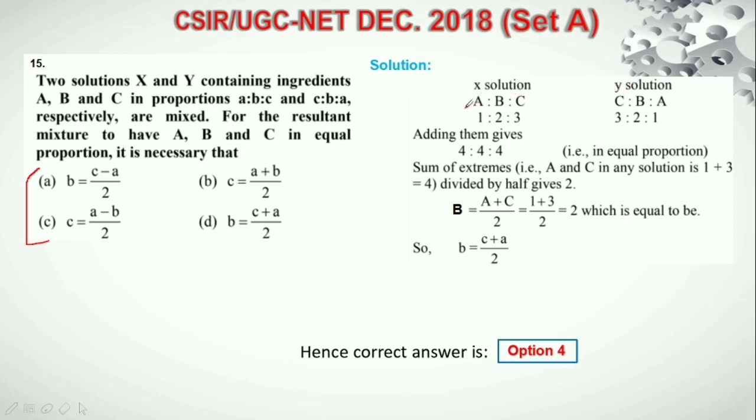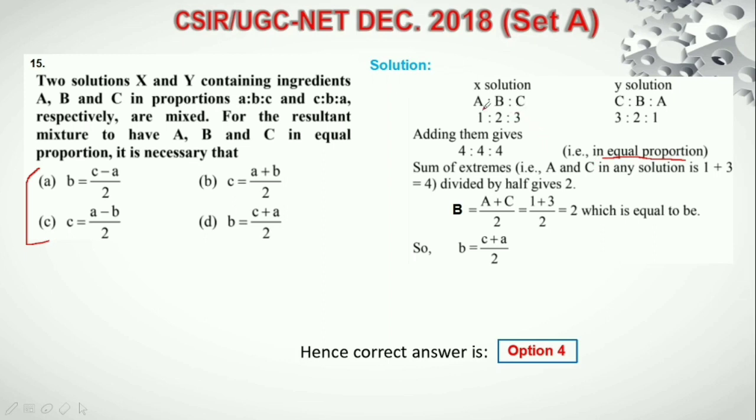In X solution, we are having A, B, C in the proportions A is to B is to C, and in Y solution we are having C is to B is to A. So if we consider the proportion in solution X as 1 is to 2 is to 3, so then in Y solution it will be 3 is to 2 is to 1. So if we add these two solutions to form the mixture, we will get 1 plus 3, 4, 2 plus 2, again 4, 3 plus 1, again 4. That is, they are in equal proportion.